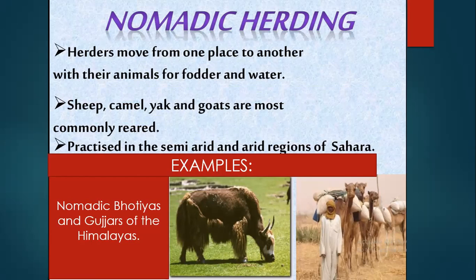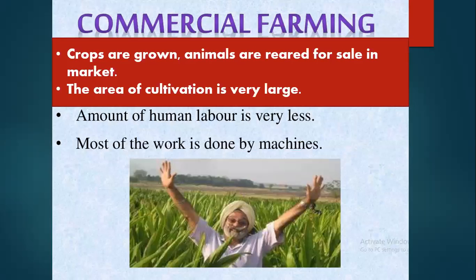As we have seen in the example of the northern Himalaya, from there they move to the southern Himalaya. When the snow melts again, they move back to their home. Mostly sheep, camel, yak, and goats are commonly reared. Examples are given here, Bhotias and Gujjars. And this type of nomadic herding is mainly seen in the semi-arid and arid regions.